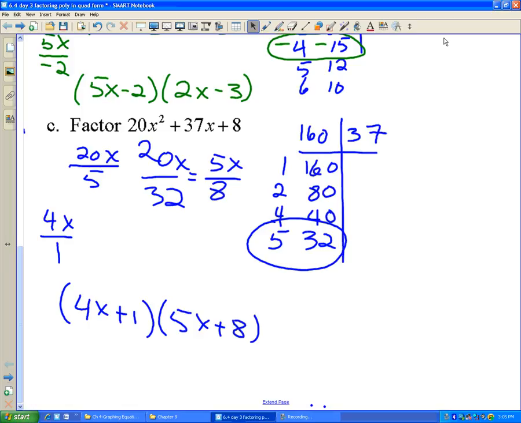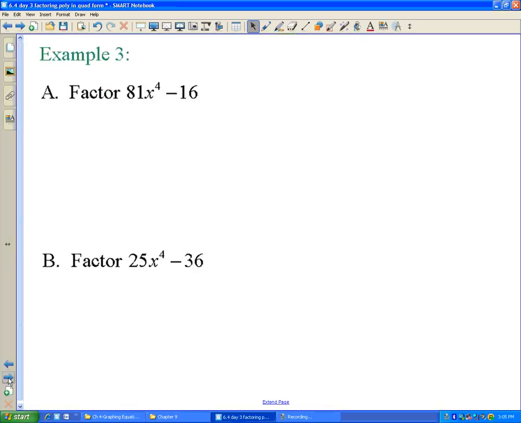We've been doing this for a while. So how does this work? Let's see how this stuff works. Well, here's our first problem. 81x to the fourth minus 16. What? Well, wait.